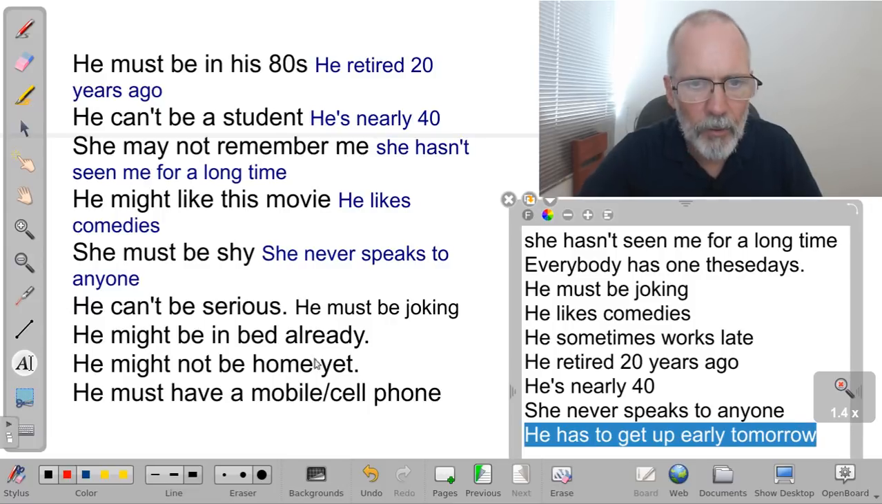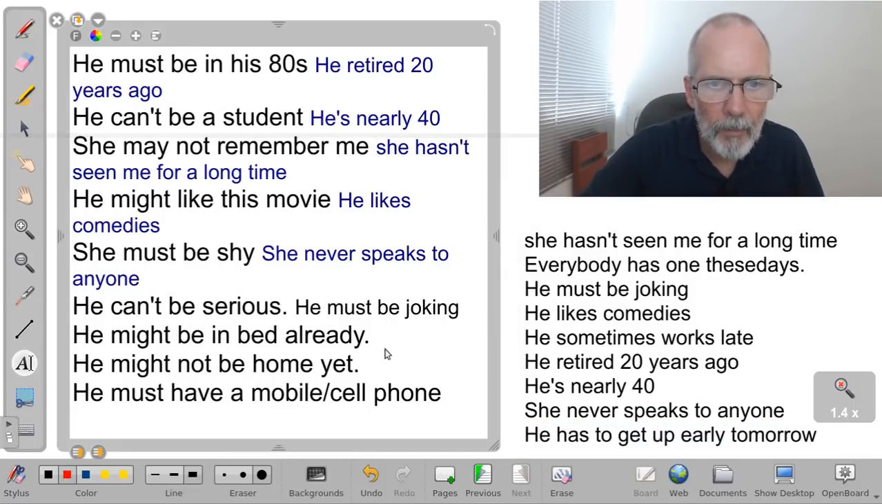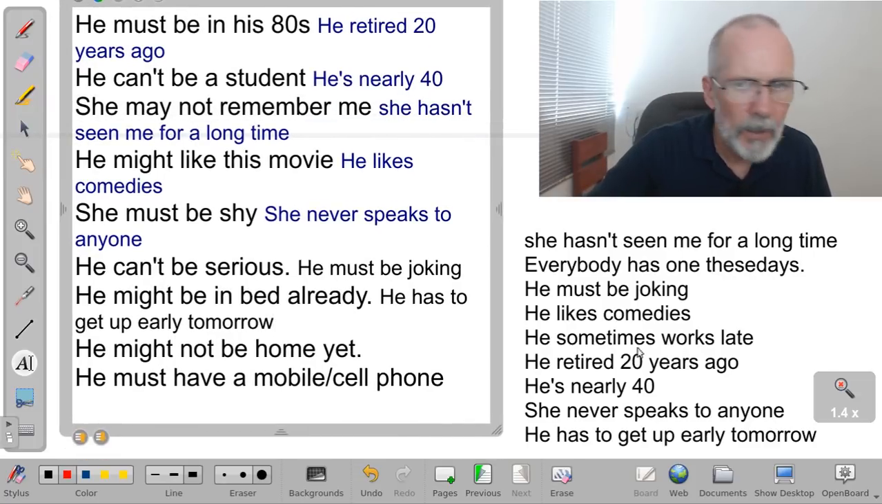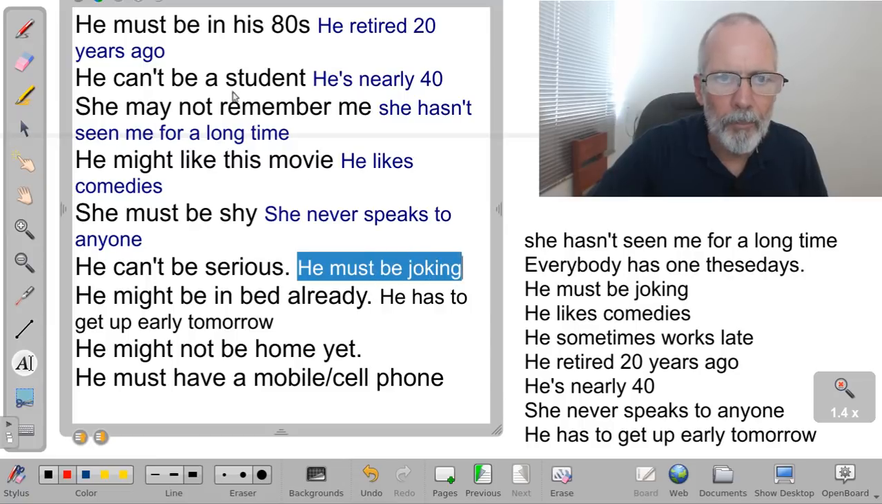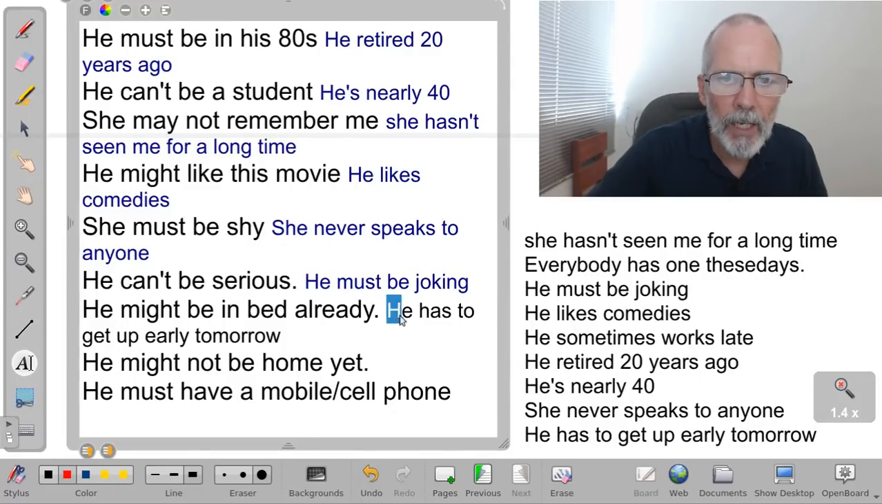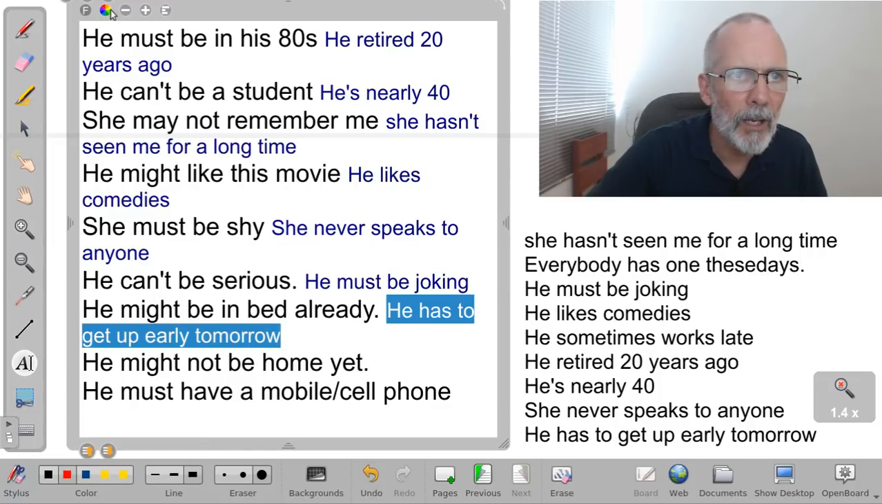He has to get up early tomorrow. Let's put that one there. You can still see these. So let's make these blue. So he can't be serious. He must be joking. He might be in bed already. He has to get up early tomorrow.